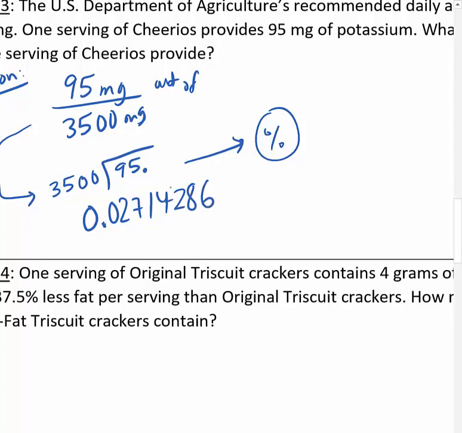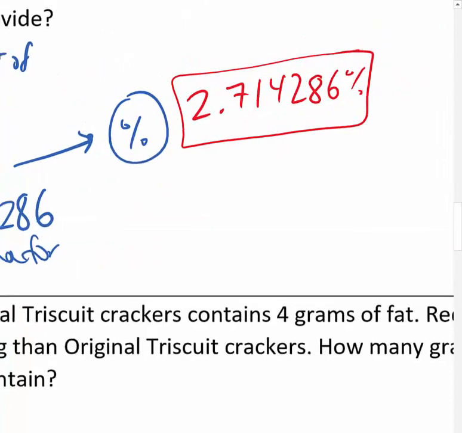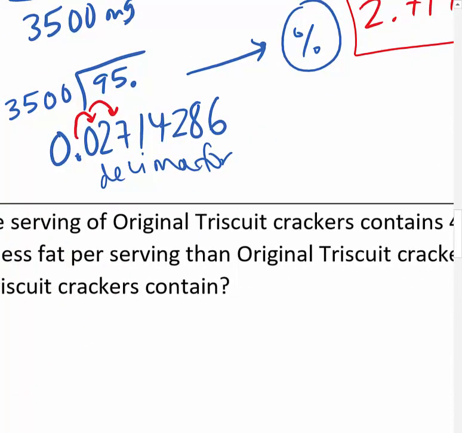0.02714,286. Alright, so there's the decimal form. If I want to change it to a percent, it's confusing because we were moving things to the left just now, but if you want to go back to a percent, you'd move it to the right. So that's 2.714286%. They didn't tell us to round, so I'll just leave it. But I think you could just pretty much say that's 2.7%.